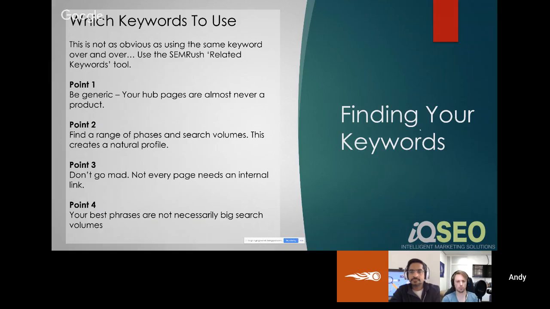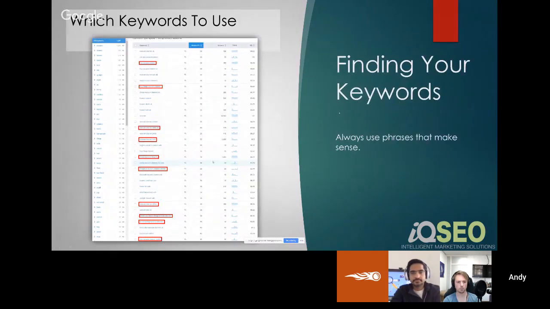Like I say, you can actually overdo your internal linking. Don't go too far with it. It's not necessarily going to be something that's needed on every single page. And if you try too hard, you can end up with over optimization penalties. And as we'll see in a second, your best phrases are not necessarily big search volumes. So this is a perfect example of what you want to be looking for.